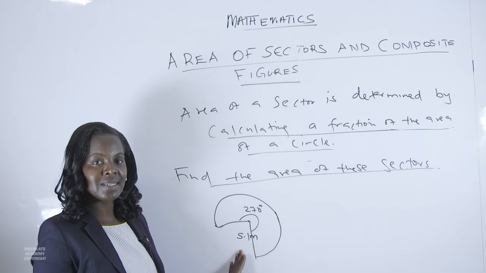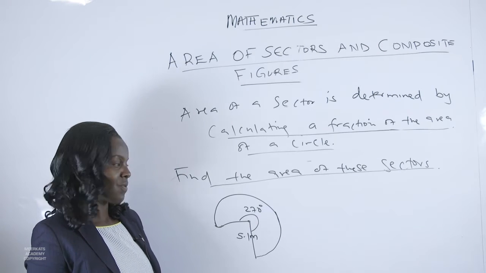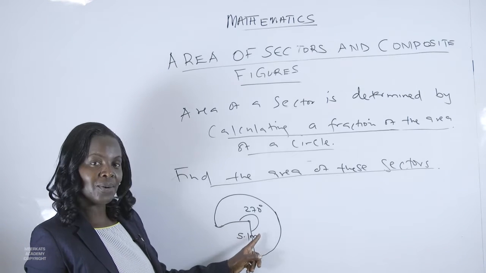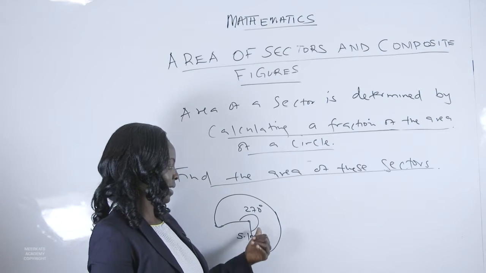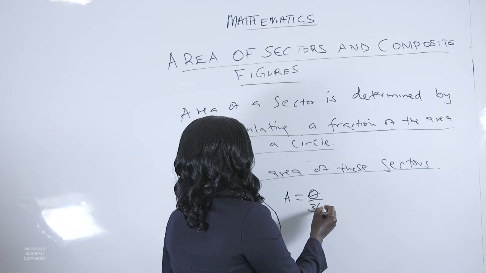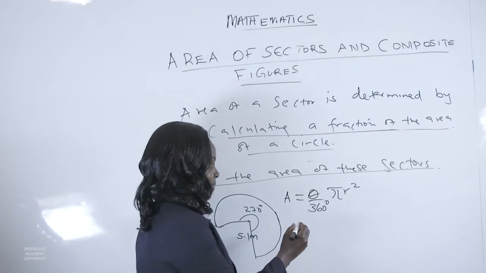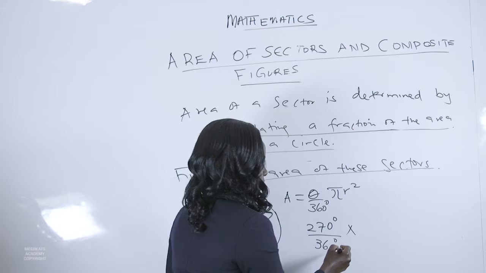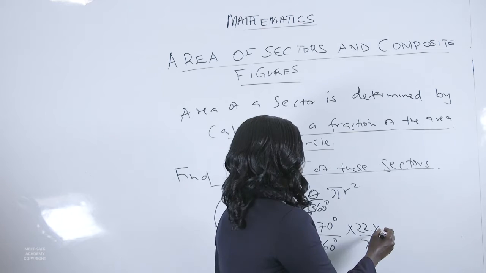So let's look at this sector. Remember we said that a sector can be a smaller sector or a larger sector. The smaller sector is not required here, we have the larger sector, so the angle at the center is 270 degrees. Then we substitute in our formula for calculating the area of this sector. So what is our theta? Our pi is 22/7. Our radius is 5.1.